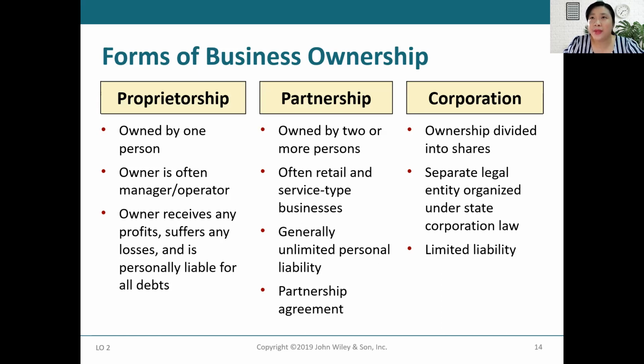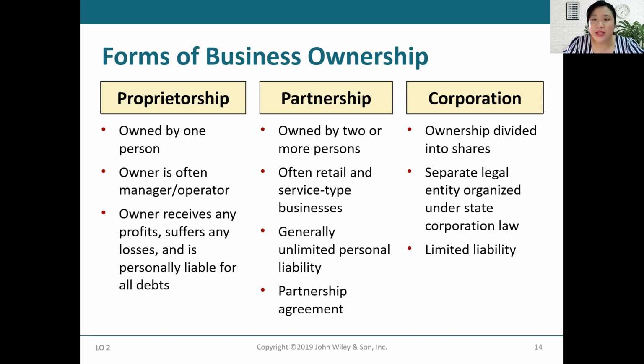It means that if the business goes bankrupt, I will have to be responsible to pay back the debt personally. So I have to sell my house, my car, and take the money from my bank account to pay for the debt of the business. So we call it the owner is personally liable for all the debt. Now, next we have partnership.